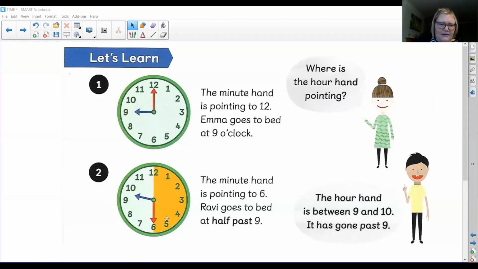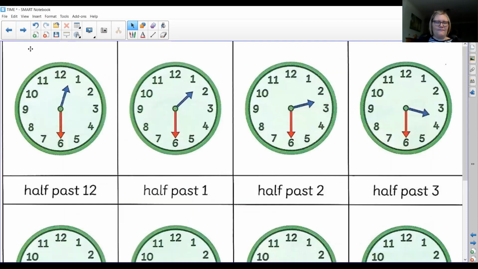Now, can you see the bit that's coloured in? That's half of the clock, isn't it? Because it's moved from 9 o'clock all the way around, so it's 9:30. And you can see that the hour hand has moved as well. It's gone past 9. It's halfway between 9 and 10. Okay. Right, we'll whiz through these really quickly.